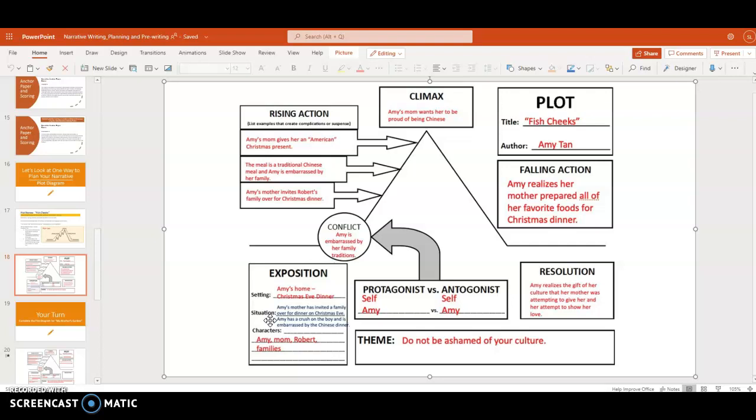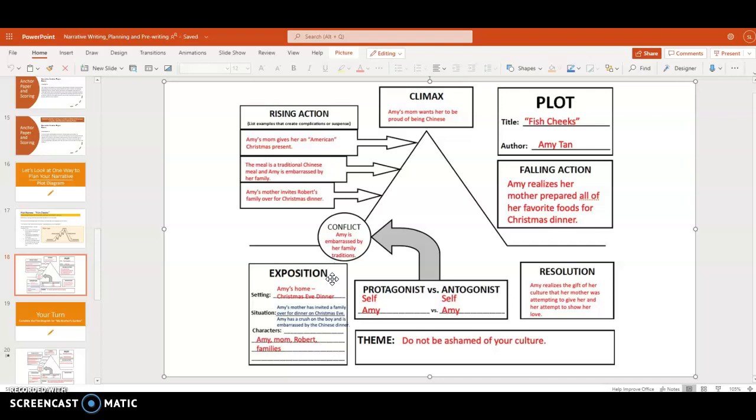And then what characters do we know so far? We know Amy, we know Mom, we know Robert, and then both Amy and Robert's families are involved in this dinner. So that basically covers the exposition. The exposition is just where you're setting up the story if you're writing it, or if you're reading a story, where the writer is setting up the story for you. It's really important that we get the setting, where the story takes place, so the reader can get a picture in their mind of where we are. And it's also important that we set up those characters and give a little description of them so that the reader can start picturing your characters as well.